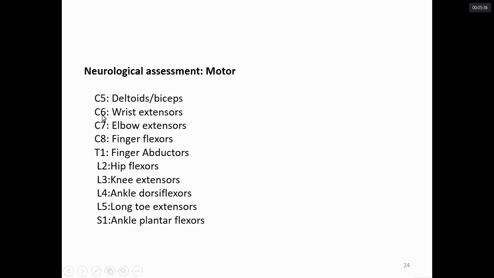Likewise, the C6 nerve root supplies the wrist extensors, C7 supplies the elbow extensors, C8 supplies the finger flexors, T1 the finger abductors, L2 the hip flexors, L3 the knee extensors, L4 the ankle dorsiflexors, L5 the long toe extensors, and S1 the ankle plantar flexors.